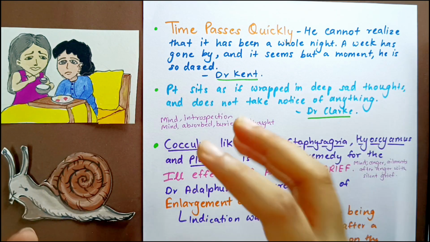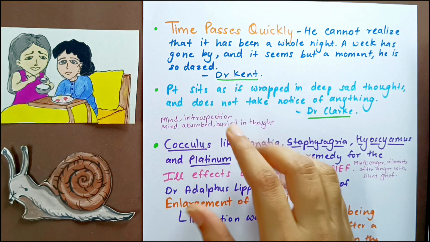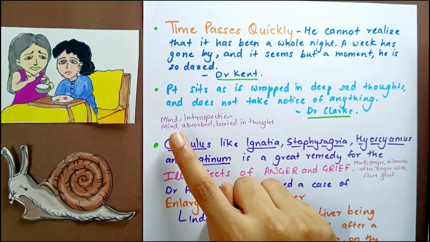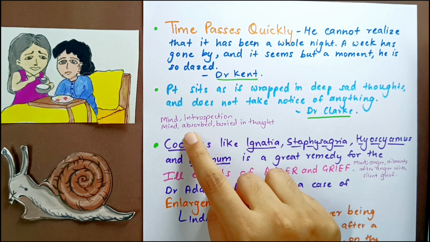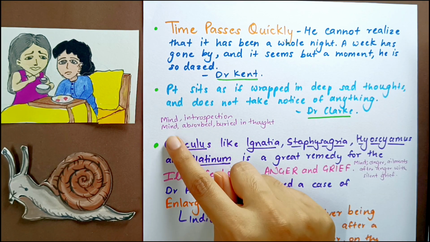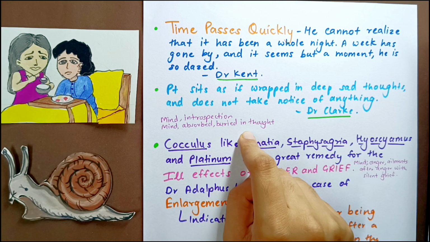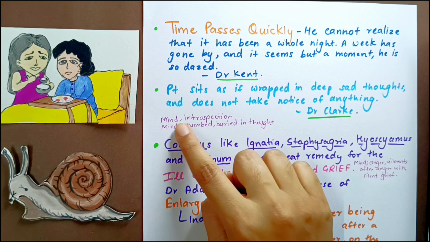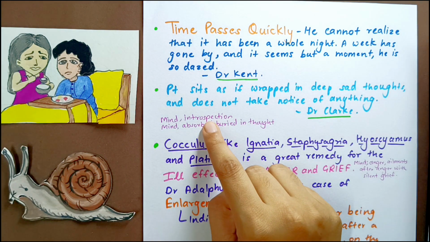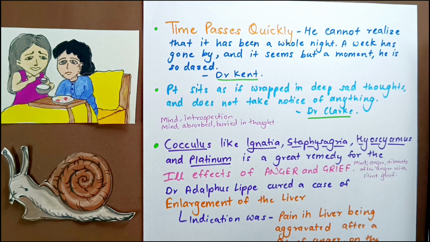And if that situation is there in front of you, what rubric will you take? So there's this rubric: mind absorbed, buried in thought. So remember, absorbed. Mind absorbed, buried in thought is the rubric that you must take. And Cocculus is a remedy in this rubric, okay? Mind introspection. So thinking about something. He's doing that in his own mind. He's introspecting. So these are some rubrics that you can take.